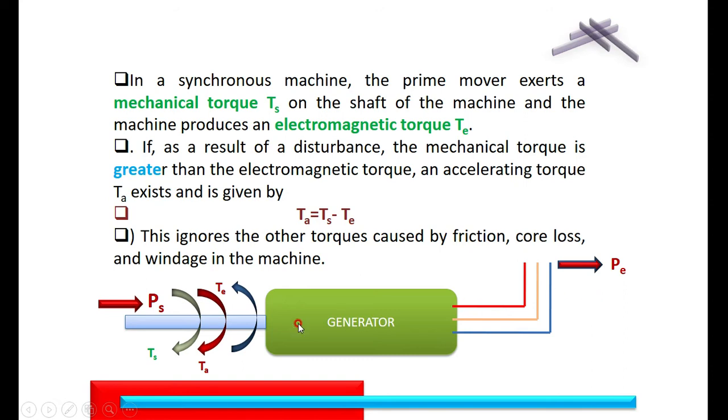Then if the input PS is greater than PE, the shaft is accelerating, because the input is greater than the output; therefore acceleration takes place.